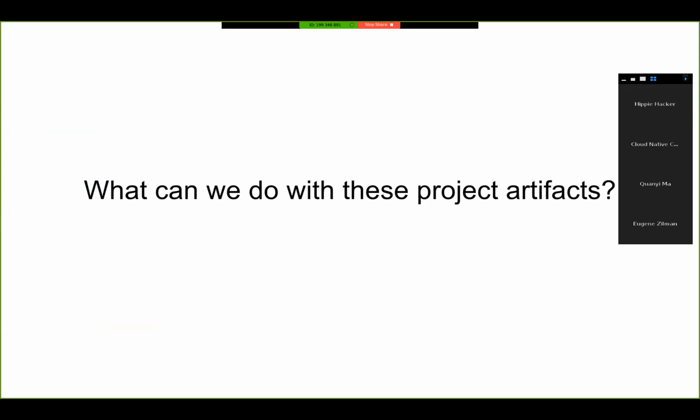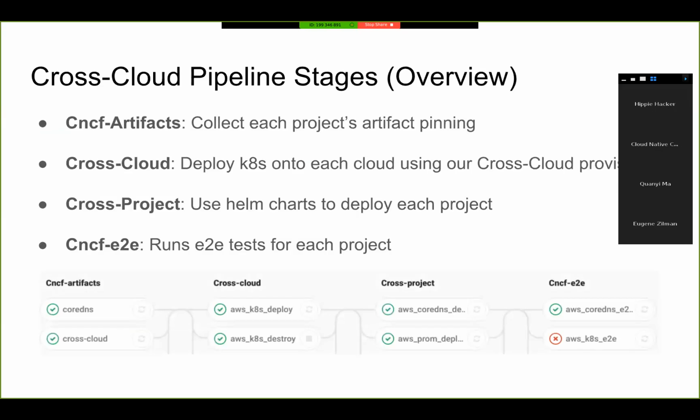So what can we do with these project artifacts? Our approach was to use a cross-cloud provisioner that we've put together, and that's the pipeline that combines those together, and the provisioner that provisions those.